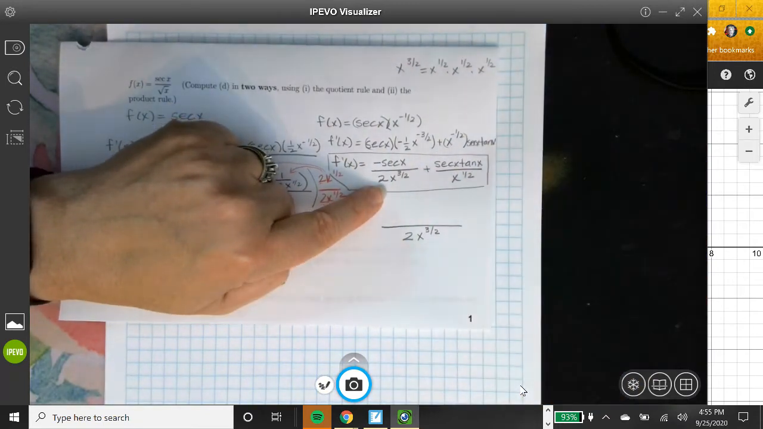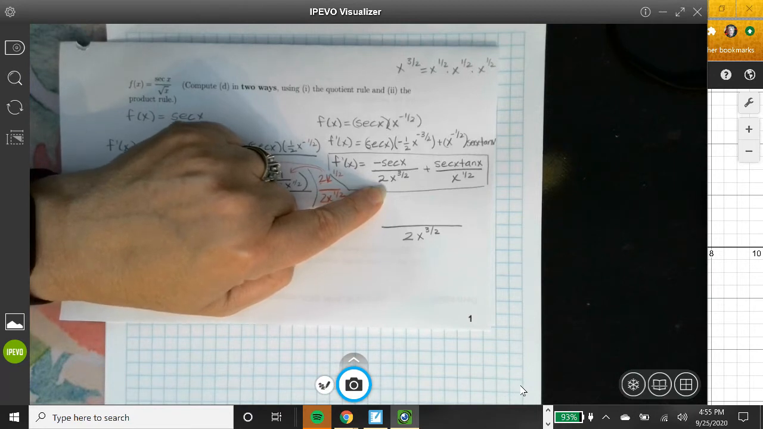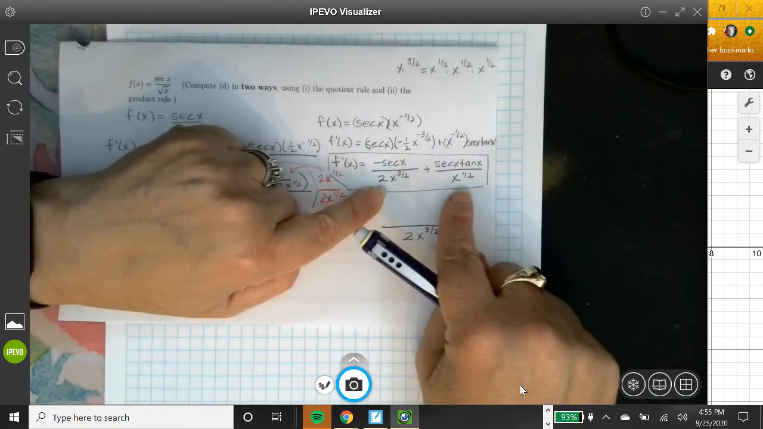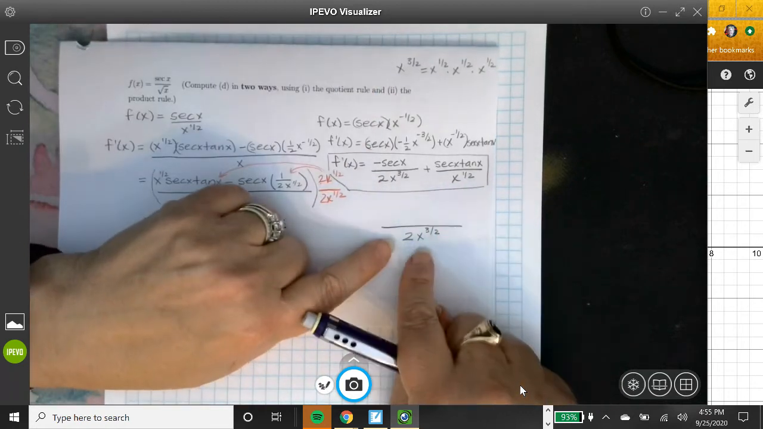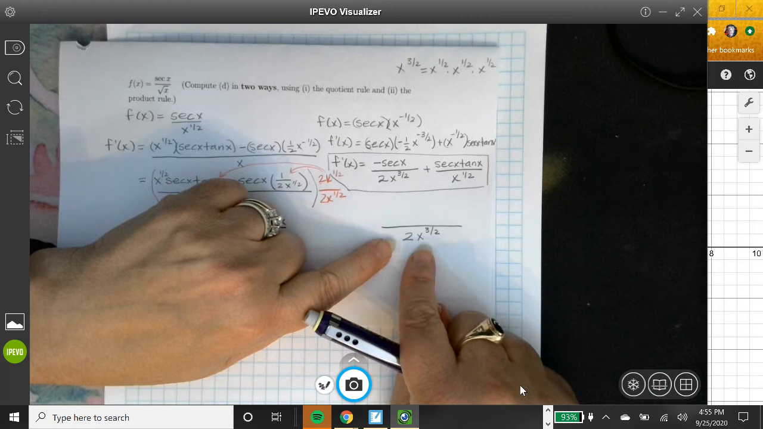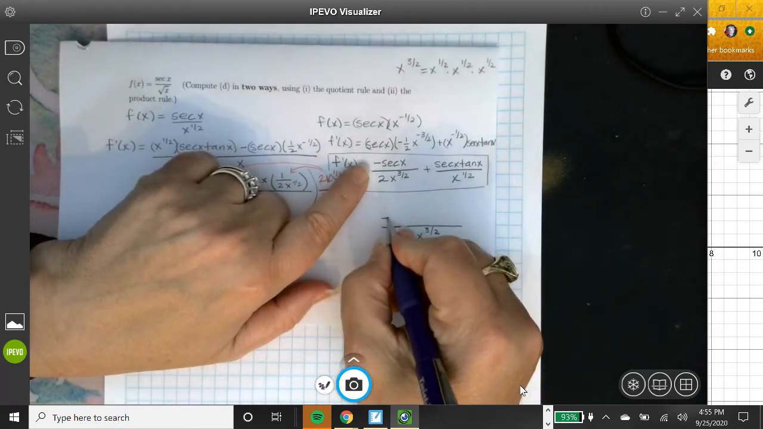It's like trying to find a common denominator between 4 and 2. Well, what would you use? You would certainly use 4 because that had the factor of 2 in it. Well, x to the 1/2 is a factor of x to the 3/2. So that's why this would be the least common denominator. And so I don't have to multiply anything by this one because it already has that denominator.